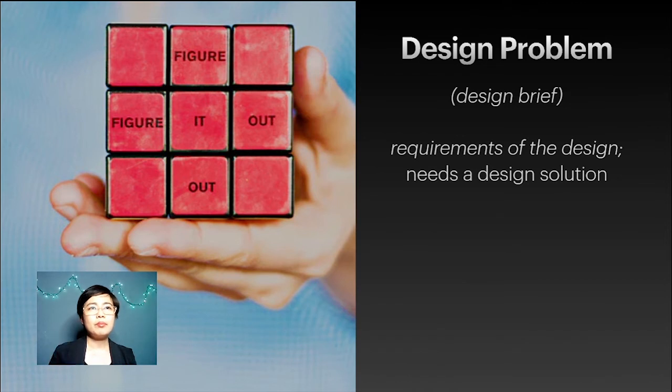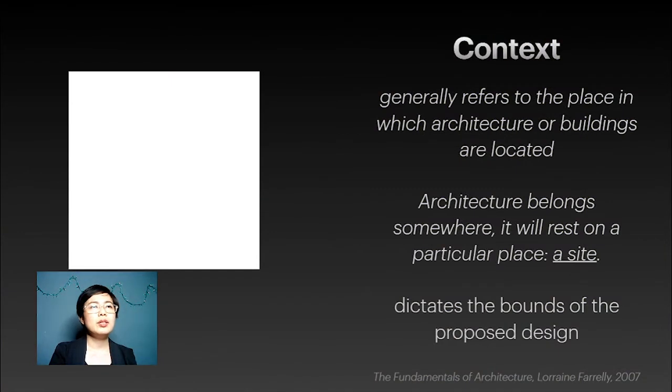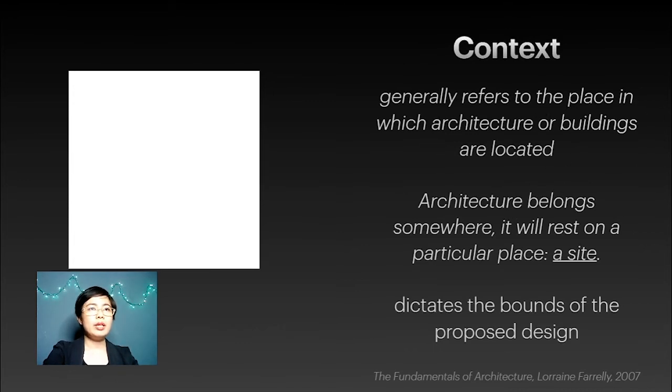And then, malalaman mo kung ano yung requirements ng design. Yan yung pinakaunang nakalagay dyan. Ano dapat yung nakalagay and ano yung design problem. Siyempre, nangangailangan yan ng design solution galing sa'yo. Okay. Susunod, na makikita ninyo, dito meron tayong box. So, this box here represents the site. So, the context, or sa atin, pinaka-commonly known as the site, it refers to the place in which architecture or buildings are located.